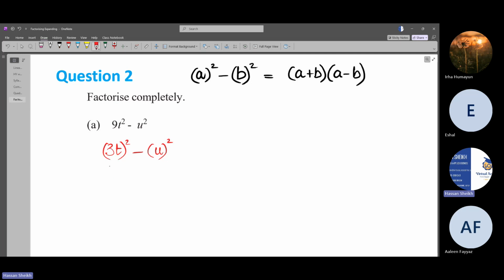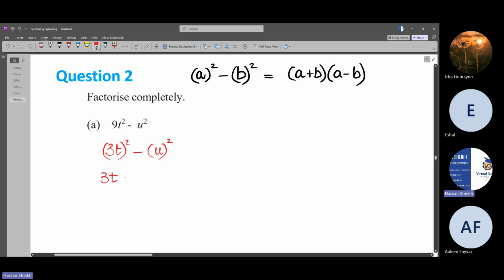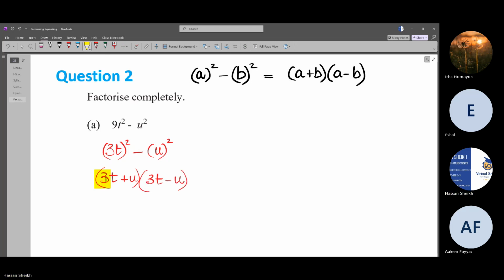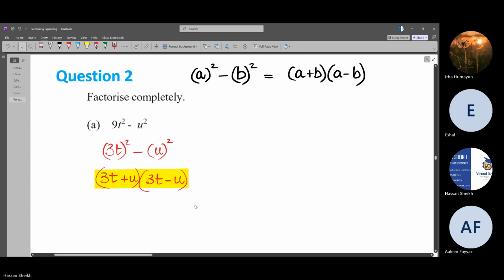Now over here we have a as 3t and b as u. So a plus b into a minus b. Got it or not? Yes. So you must memorize and remember this formula. Okay? Got it?